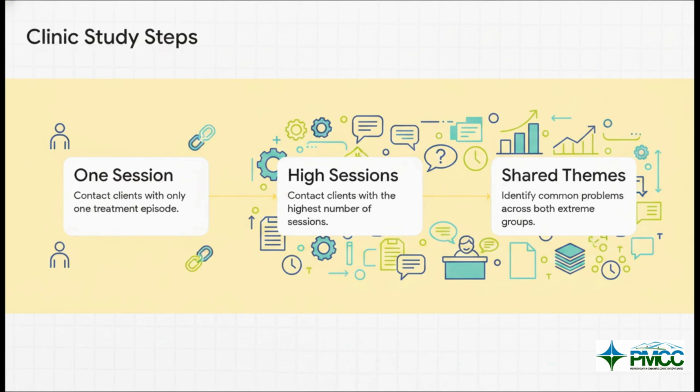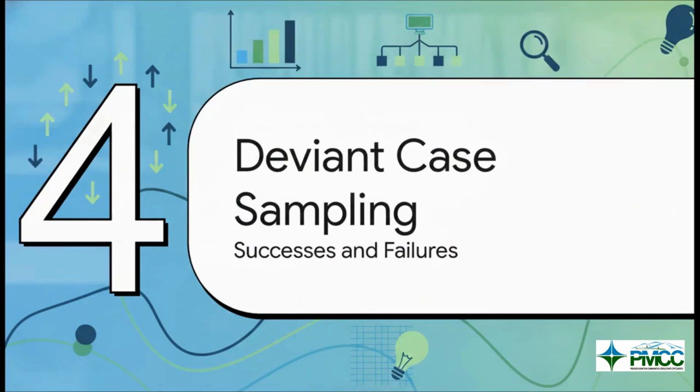Your second step is to contact the clients who've had the absolute highest number of sessions, the completely opposite extreme. Step 3 is the analysis. What do these two radically different groups actually agree on? If both the person who quit immediately and the person who stayed for years complain that the paperwork is an absolute nightmare, well, you've just identified a massive systemic problem. By looking at the extremes, you've found the shared reality. Let's move to Section 4 and see how this builds.